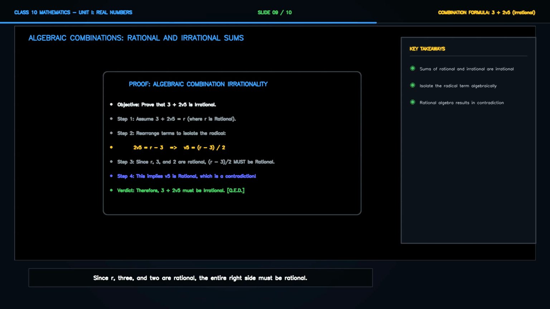Since r, 3, and 2 are rational, the entire right side must be rational. But this means the square root of 5 is rational, which is a contradiction. Since this is impossible, the initial sum 3 plus 2 times the square root of 5 must be irrational.